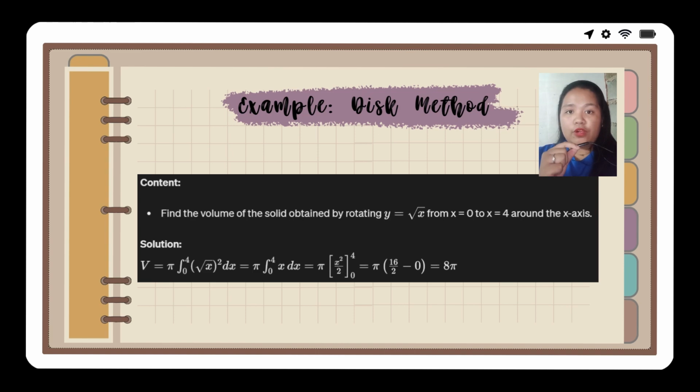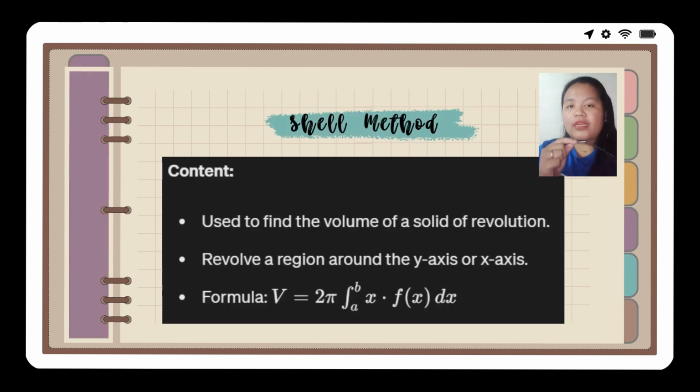Let's solve a problem using the disk method. We need to find the volume of the solid obtained by rotating y equals the square root of x from x equals 0 to x equals 4 around the x-axis. Using the formula, we set up the integral as V equals pi times the integral from 0 to 4 of the square root of x squared dx, which simplifies to pi times the integral from 0 to 4 of x dx. Solving this, we get pi times the quantity x squared over 2, evaluated from 0 to 4, equals 8 pi.